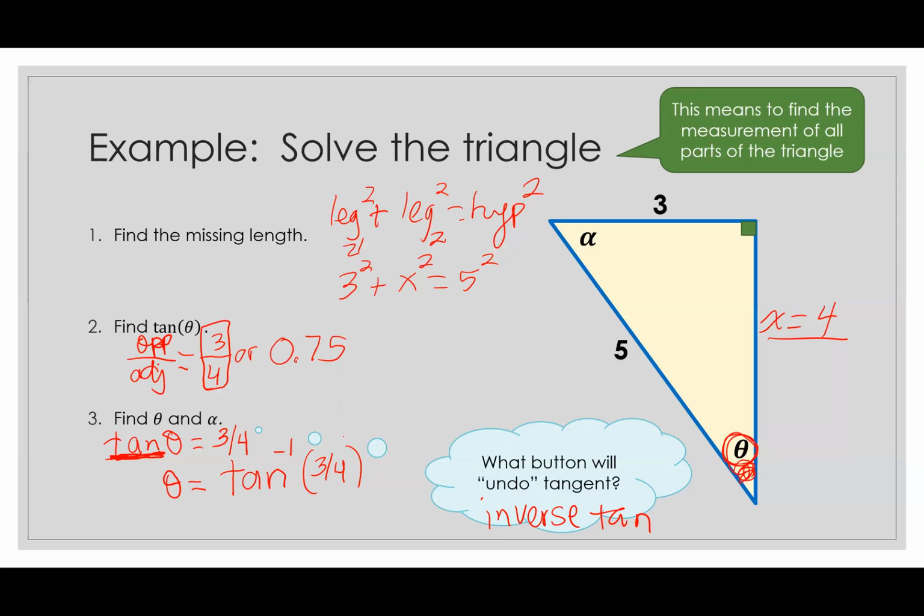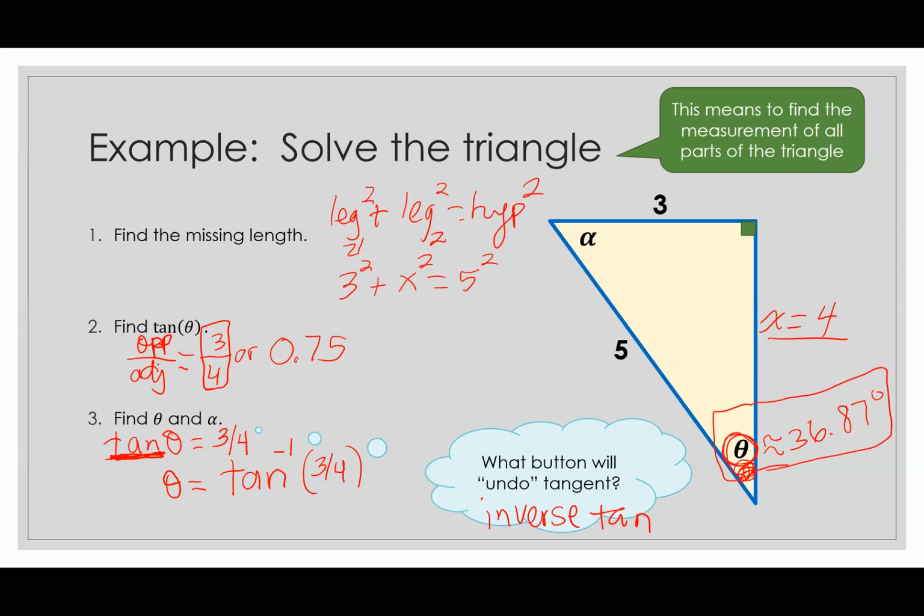Okay, so once you do that on your calculator, I'm going to grab my calculator and type that in. How many degrees is that? 0.75 inverse tangent. So I have theta being approximately 36.87 degrees. Is that what you have?